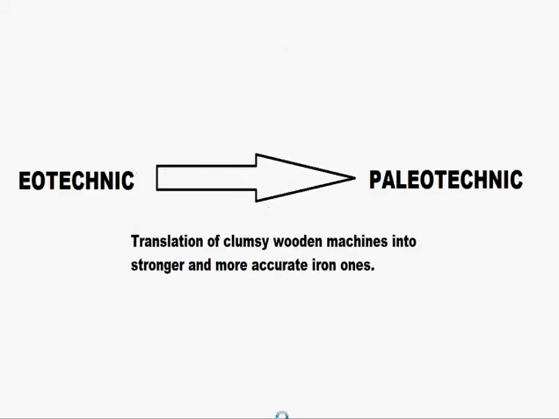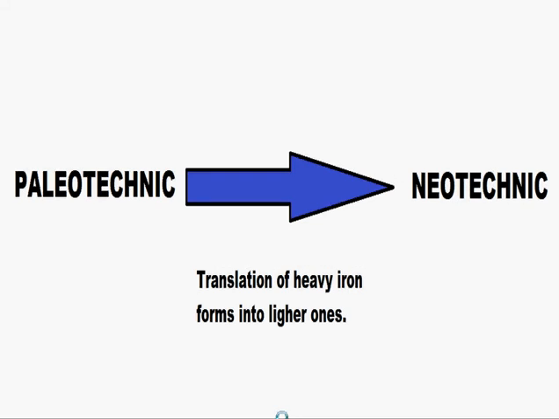As we look at the transition from the Eotechnic to the Paleotechnic phase, think back to our first 3 or 4 weeks of the course. We saw that the clumsy wooden machines of the Eotechnic phase were transformed into stronger and more accurate iron machines during the Paleotechnic phase. We're going to see a similar transition from the Paleotechnic phase to the Neotechnic phase.